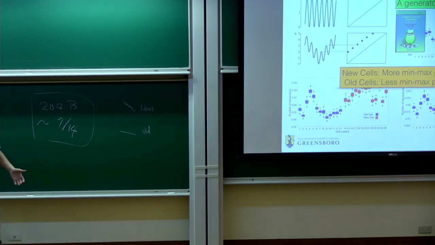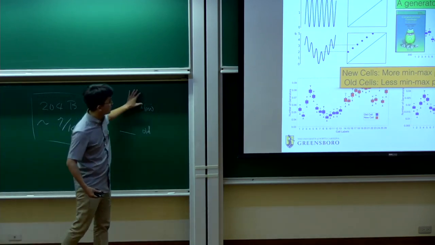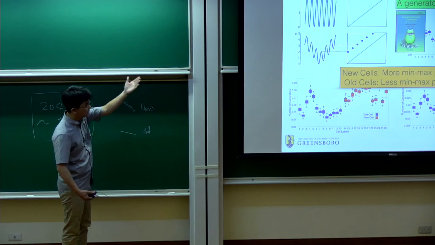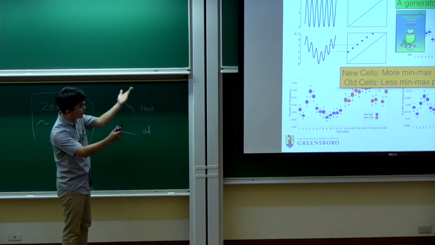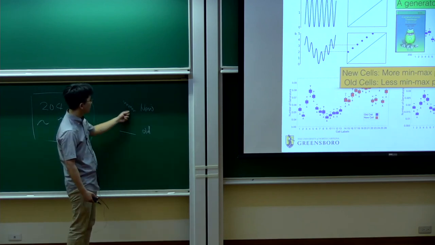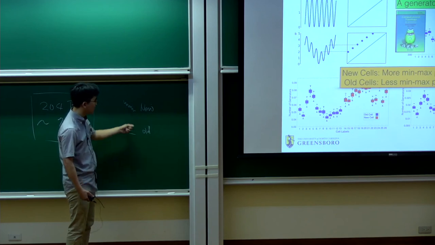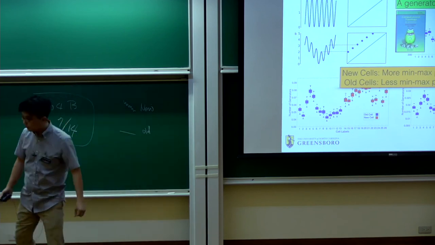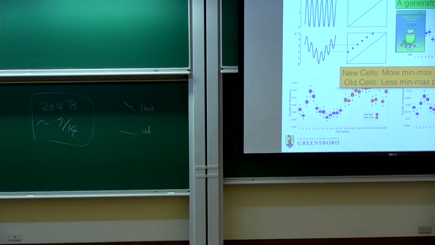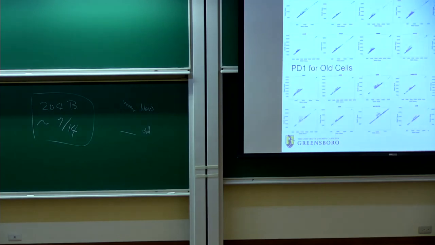So perhaps this is the way to quantify the roughness, right? You can use this topological method to say this is rougher than the old cell. Good. Okay. Move on.